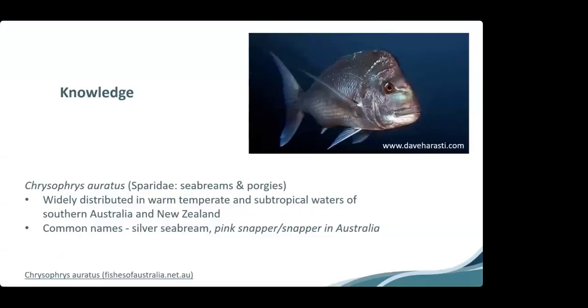So what do we know about Chrysophrys auratus? As I mentioned, it's a large sparid and it's widely distributed in warm temperate and subtropical waters of southern Australia and New Zealand. Its common names include silver sea bream, but in Australia it's typically referred to as pink snapper or snapper.